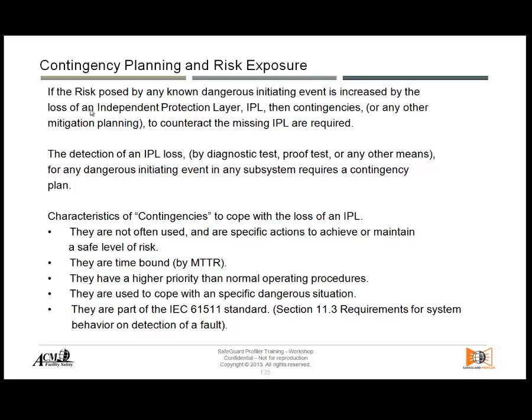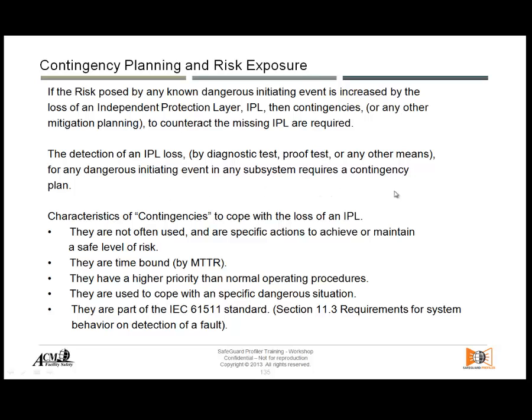So what happens if you lose an independent protection layer? You're going to be running with a gap. So you don't want to do that. Therefore, contingencies or other mitigation planning to counter the missing IPL are required. Okay, so that's contingency planning. Think about all those safeguards that you lost. What can you do in addition to keep running safely, and not have to shut down, if there is a contingency plan? Otherwise, you will be confronted with the possibility that you need to shut down if your risk is too high, if your risk is not tolerable.